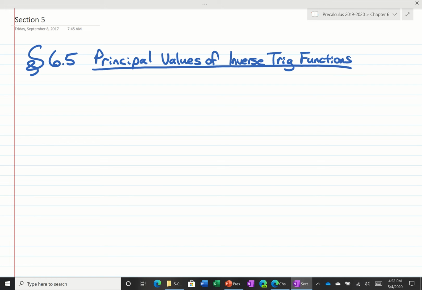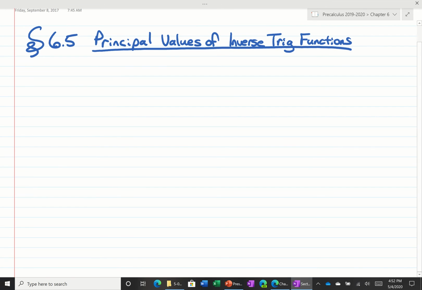And the whole idea with this is we're going to try to figure out how our calculator is coming up with the answers that it does whenever we type in inverse trig. So inverse sine of 1/2, why does it say what it says? Why doesn't it give us both values? So let's start with sine.